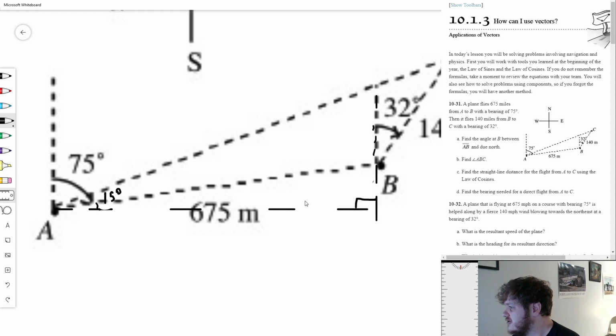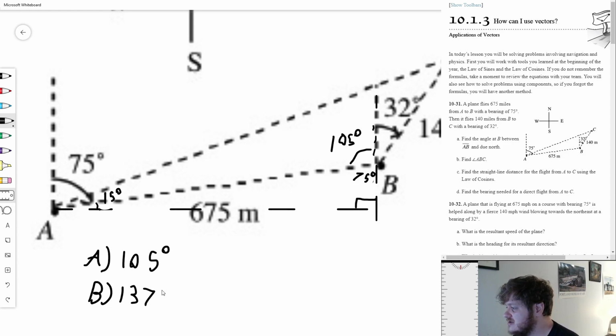This is a 90-degree angle, and since we have parallel lines, this would also be a 75-degree angle. And this 75-degree angle plus this angle will have to add up to 180 because they are supplementary angles. So that means that this angle would be 105 degrees. Because we're looking for the angle ABC in part B, literally this entire angle, and we already have this 32 degrees and this 105, we just add them together. So for A, the answer is 105 degrees, and for B, our answer is 32 plus 105, which is 137 degrees.